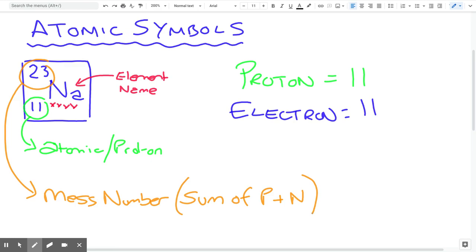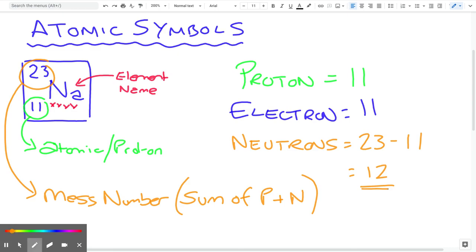Now, that's not telling us specifically how many of each of them there are directly. However, because we already know that there are 11 protons within here, we can work out the number of neutrons by knowing the number of protons and subtracting that from the mass number, which will give us in this example 12 neutrons, and then obviously for an atom of sodium 11 electrons, and by definition the initial value of 11 protons.